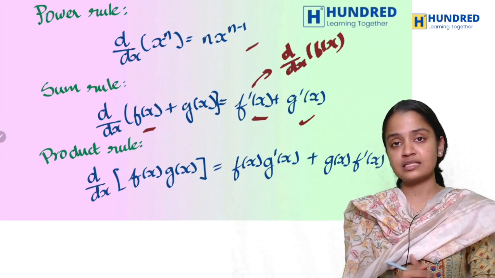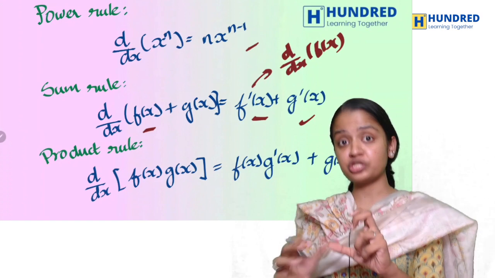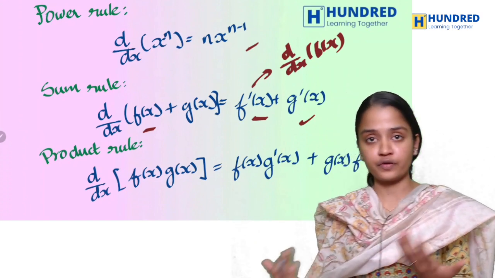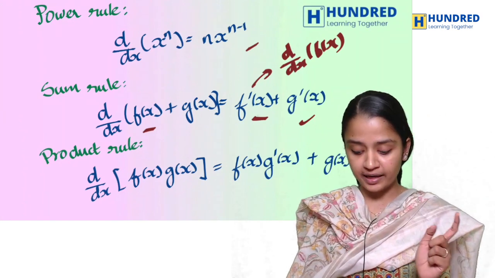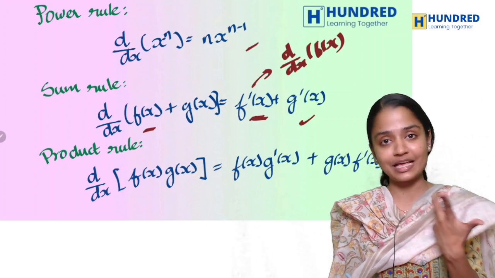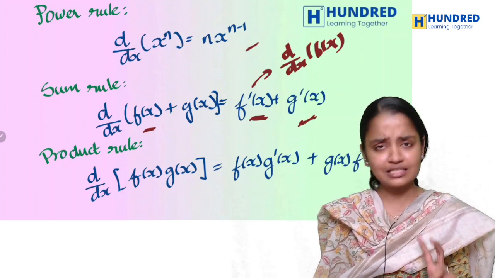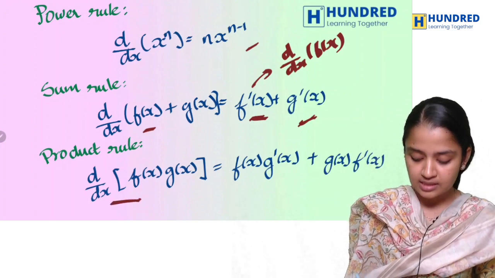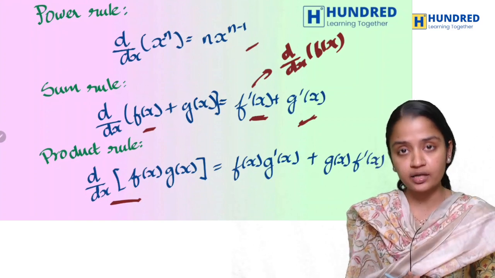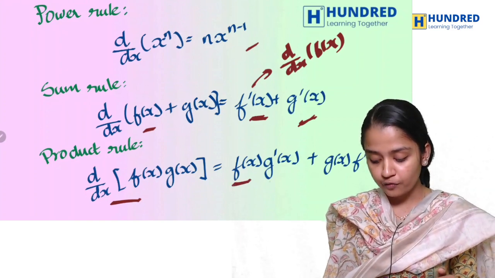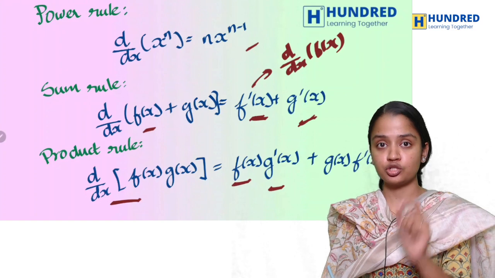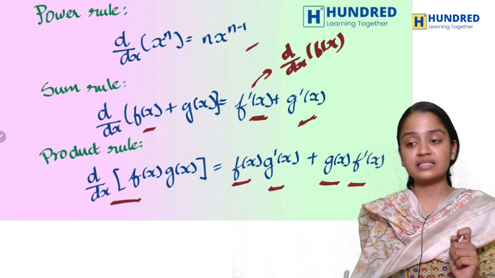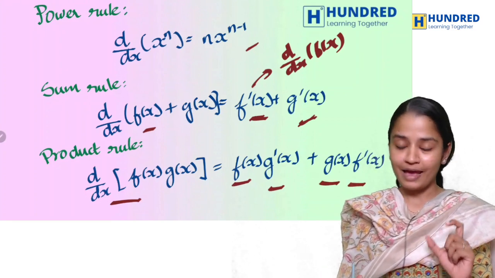f dash of x is nothing but the differentiated function of f of x. When you differentiate f of x, you will get some function that we name f dash of x. Likewise g dash of x. So this is nothing but your product rule. Product rule is f of x into differentiation of g of x plus g of x into differentiation of f of x.